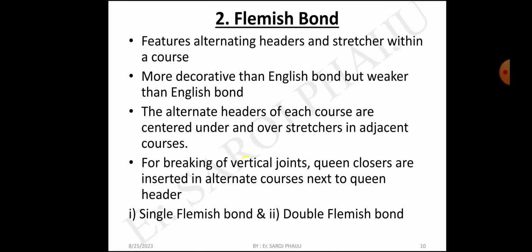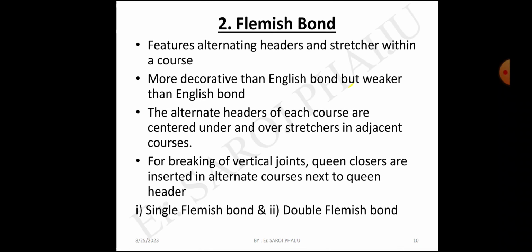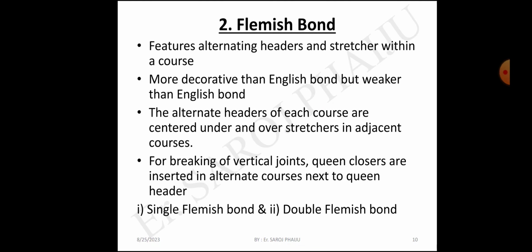Flemish bond features alternating headers and stretchers within a course, more decorative than English bond but weaker than English bond. The alternate headers of each course are centered under and over stretchers in adjacent courses. For breaking of perpend joints, queen closers are inserted in alternate courses next to the quoin header. Single Flemish bond and double Flemish bond.